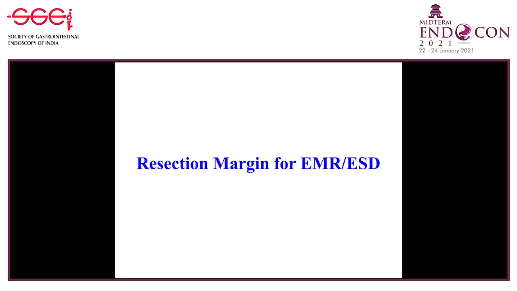Now the final indication is to delineate that an adequate margin of the lesion has been resected during EMR or ESD. Now this is again important because if you leave behind lesion, then the therapy is incomplete. There is a risk of recurrence of the lesion and the patient may have to have further therapy.